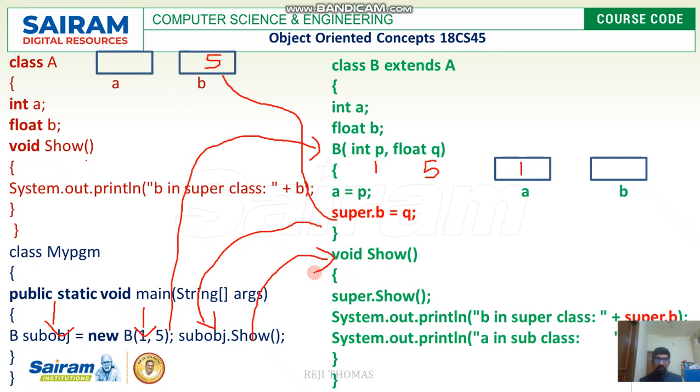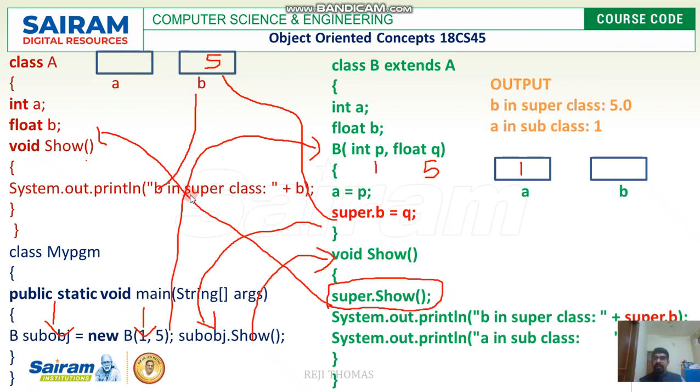It will come to the method called show, where I'm going to call the superclass method. Look at this. I'm going to call the superclass method. So this is going to invoke the superclass show method, where I'm going to print the value of B, and if you look at class A, the value of B is going to be 5. So I'll be getting a message: B in superclass is going to be 5.